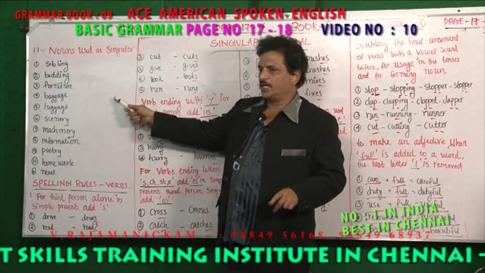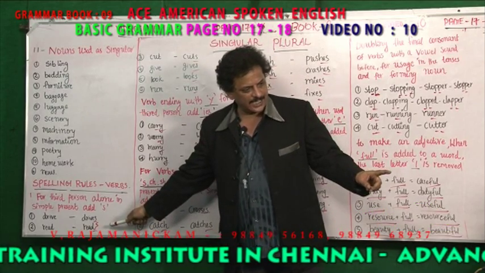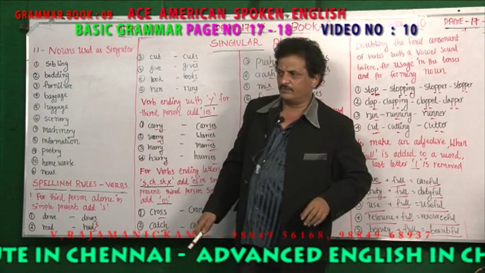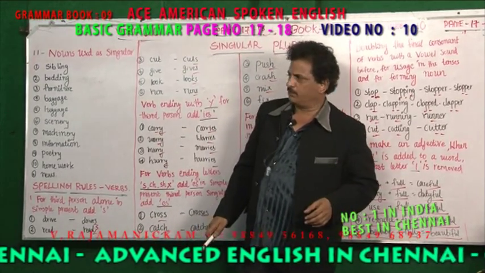When you add S with a noun, it becomes plural. When you add S with a verb, it becomes singular. Singular noun joins with singular verb. Plural noun joins with plural verbs.